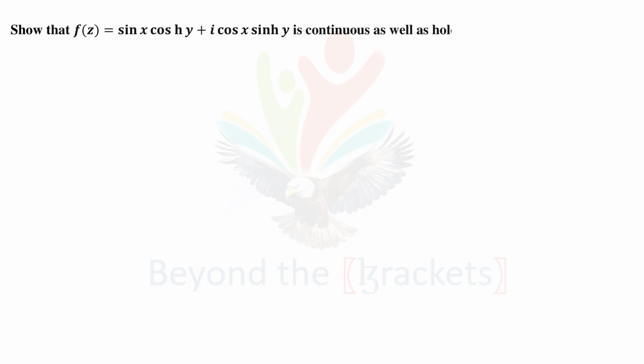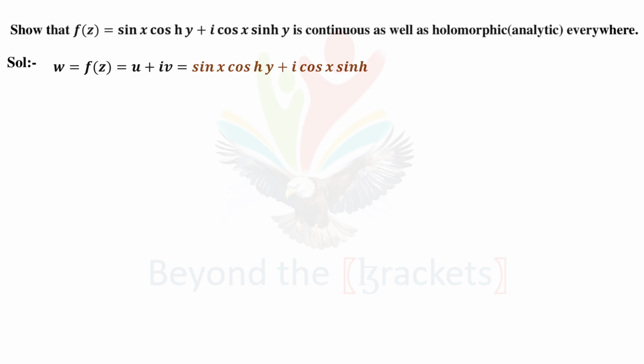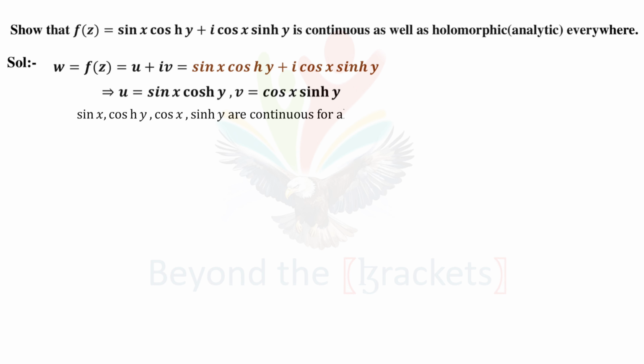In the first question, we are supposed to show that the given function f of z is continuous as well as holomorphic, that is analytic everywhere. We know that f of z is u plus iv, where u is the real part, that is sin x cos hy, and v is the imaginary part, that is cos x sin hy. Since sin x cos hy and cos x sin hy are all continuous for all the values of x and y, u and v are continuous everywhere. That means f of z will be continuous everywhere.